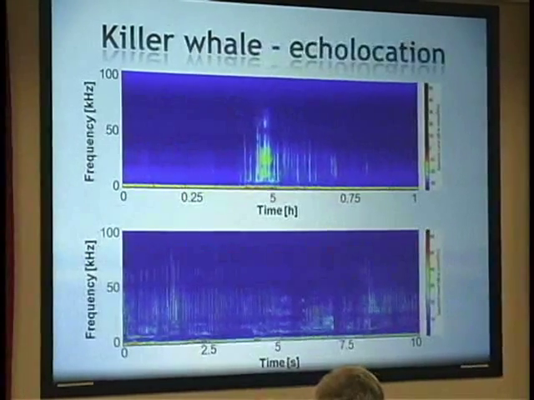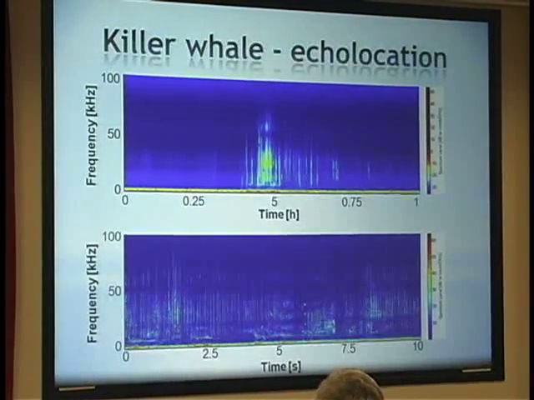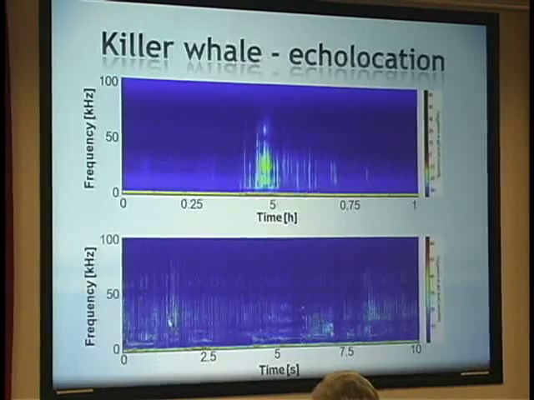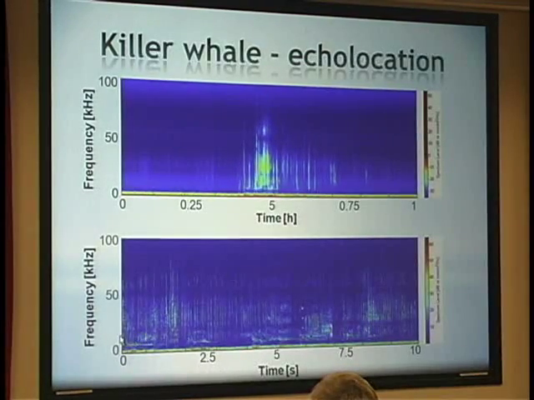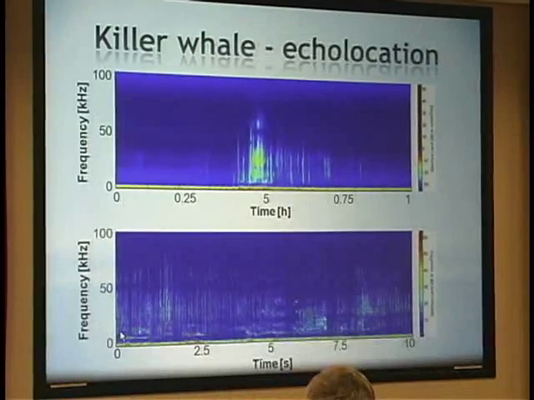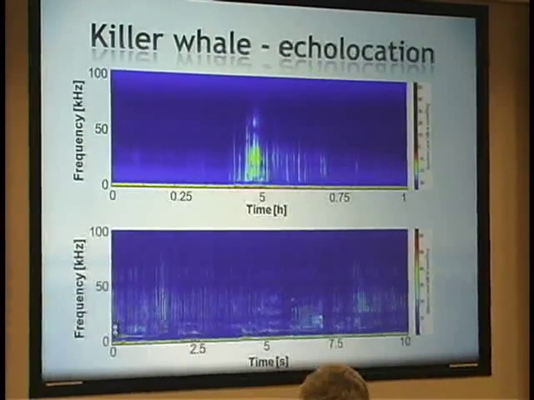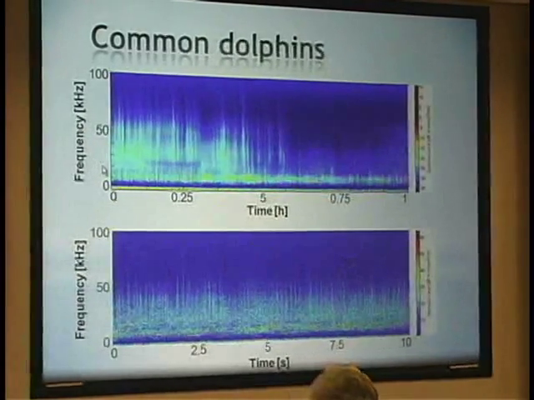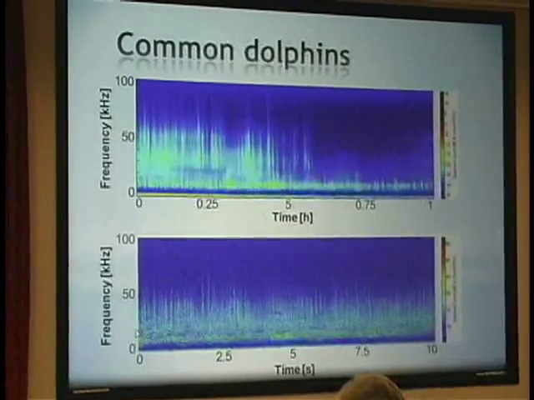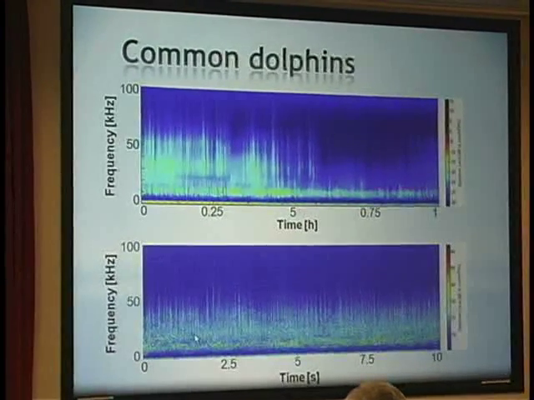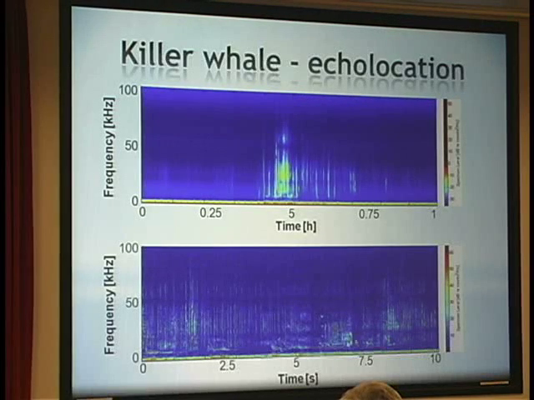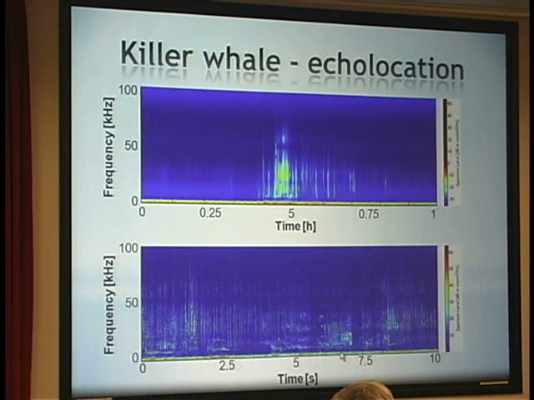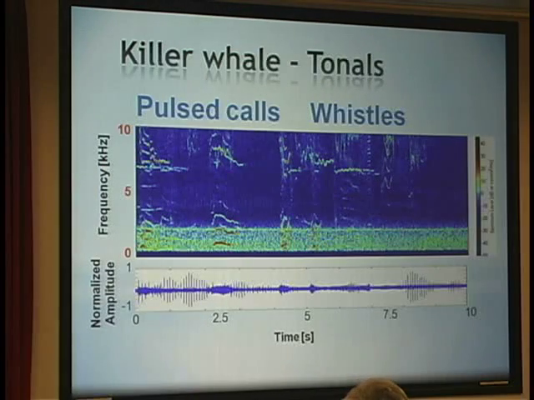Now, killer whales, they also echolocate. You can see here again the echolocation clicks, and those usually reach down to, say, 10 kilohertz or so, a little bit lower than, for example, our common dolphins, which are more like 20 kilohertz at the lower end of it. So those are distinctly lower. And additionally, they also have other signals that are quite distinct, and we're going to zoom into that more now.